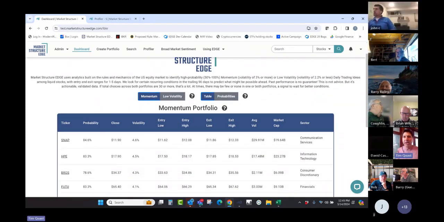What we have done is to give you the ability to make good decisions in short periods of time. That's what this particular tool is designed to do. It uses the momentum portfolio and the low volatility portfolio. The only difference in them will be we only keep ones with probability greater than 50%. I mean, if it's a coin flip, why have it in there?